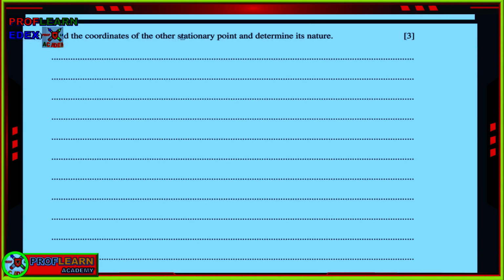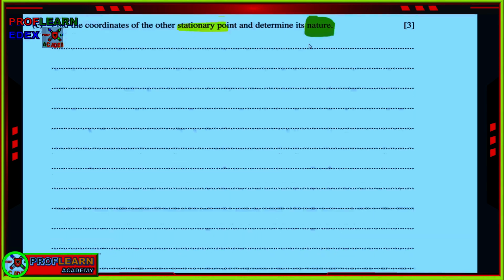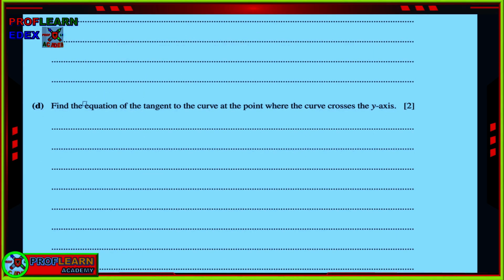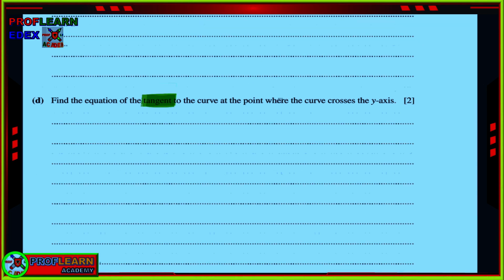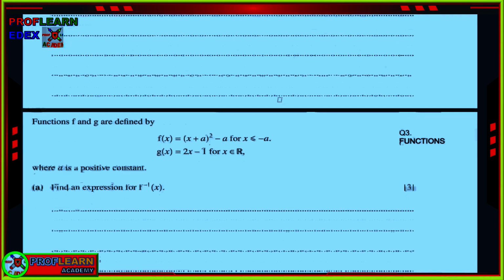Let's see another way, because you are supposed to find the coordinate of the stationary point. Remember, at the stationary point dy/dx is equal to 0. And for you to determine the nature of the stationary point, of course you need to find d²y/dx², and that means if d²y/dx² is greater than 0, that is a minimum point. If it's less than 0, that is a maximum point. You can also be expected on that case to work out the equation of the tangent, or you can be given a question to do with the equation of the normal.